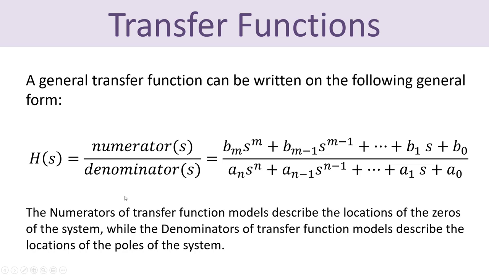The numerator of the transfer function model describes the location of the zeros of the system, while the denominator of the transfer function model describes the location of the poles of the system. I will come back with more details about poles and zeros.